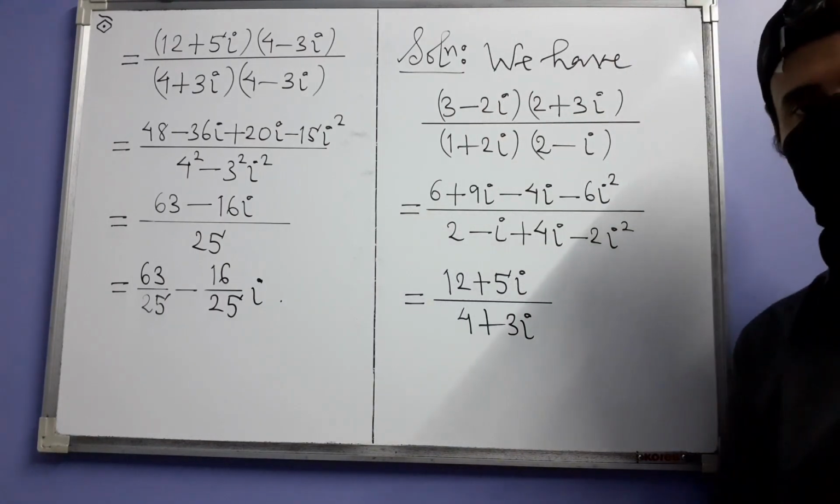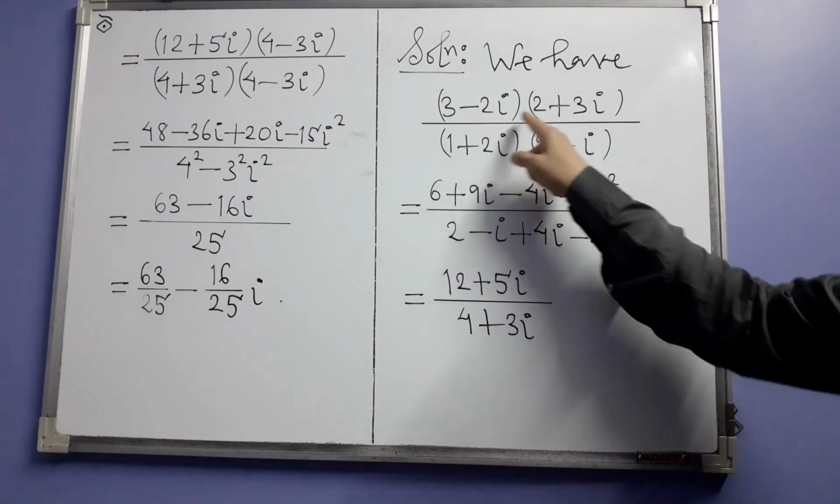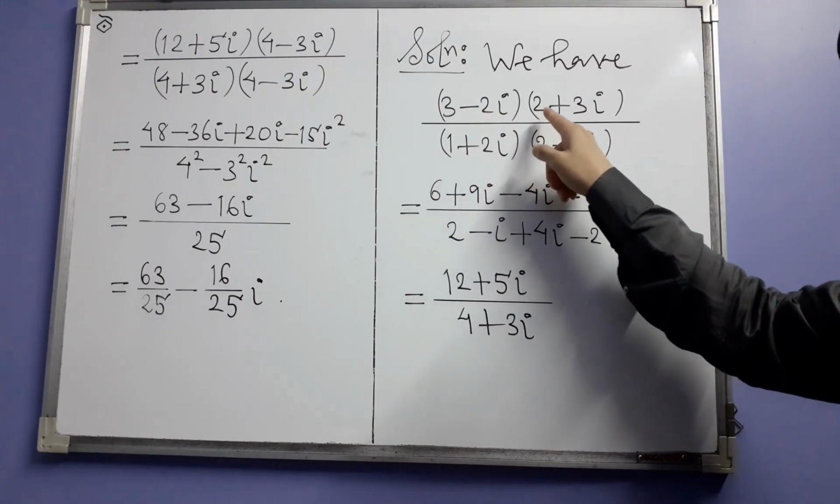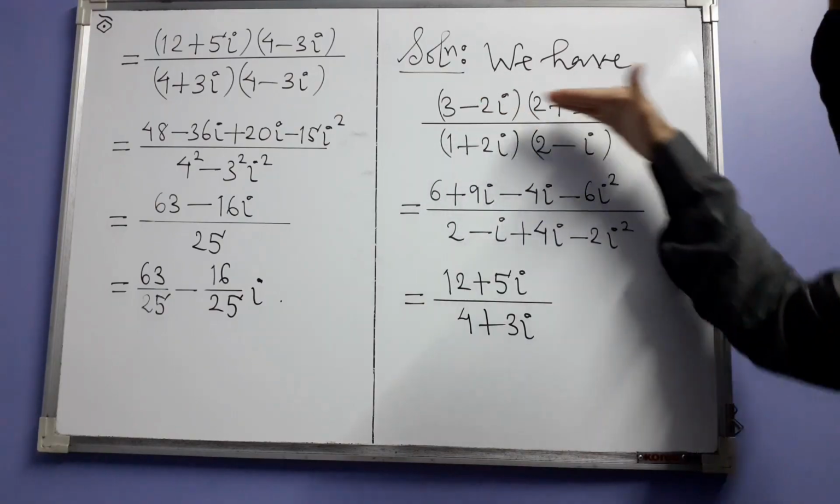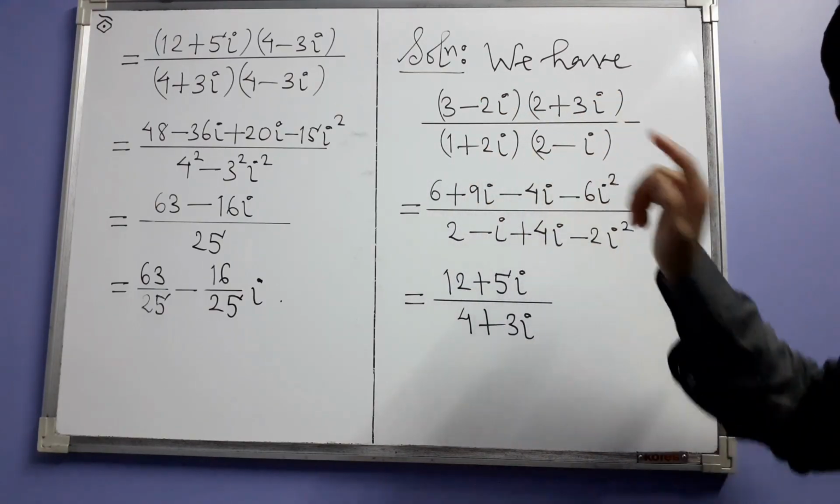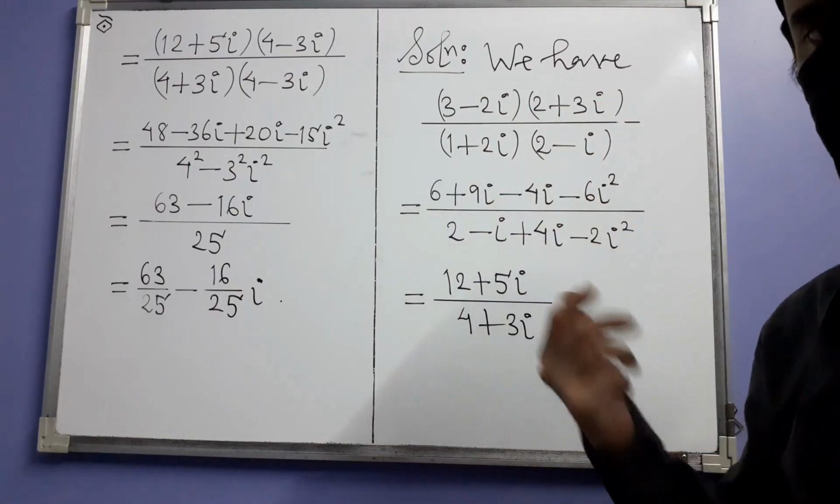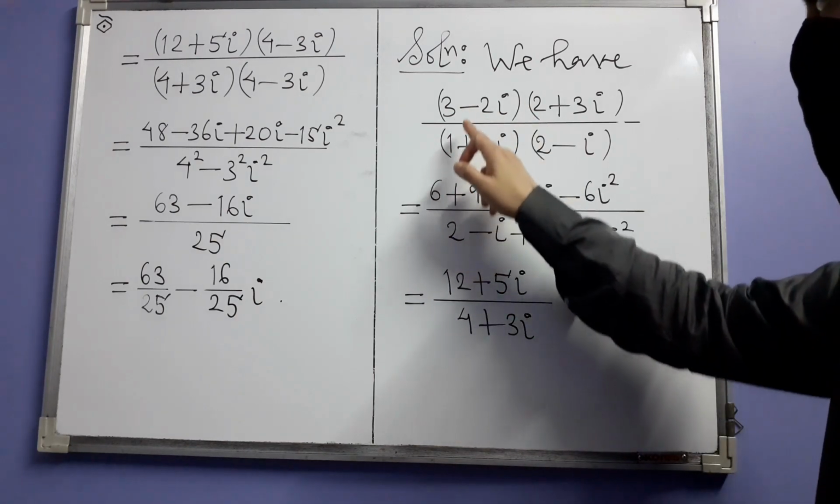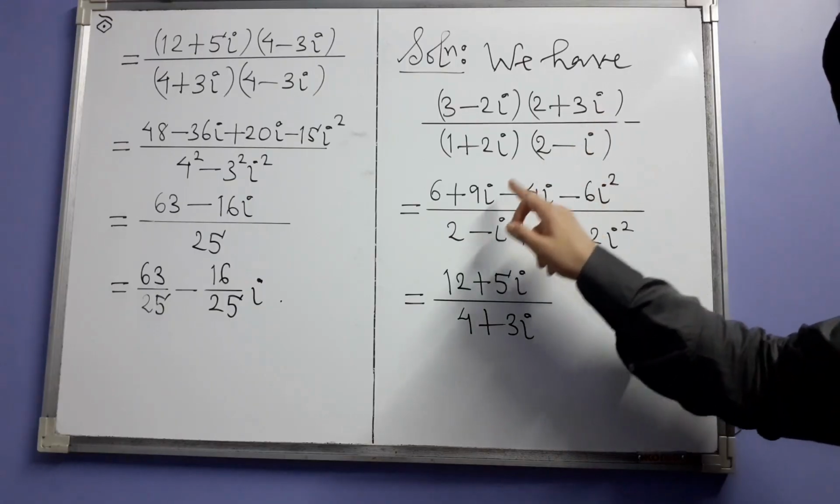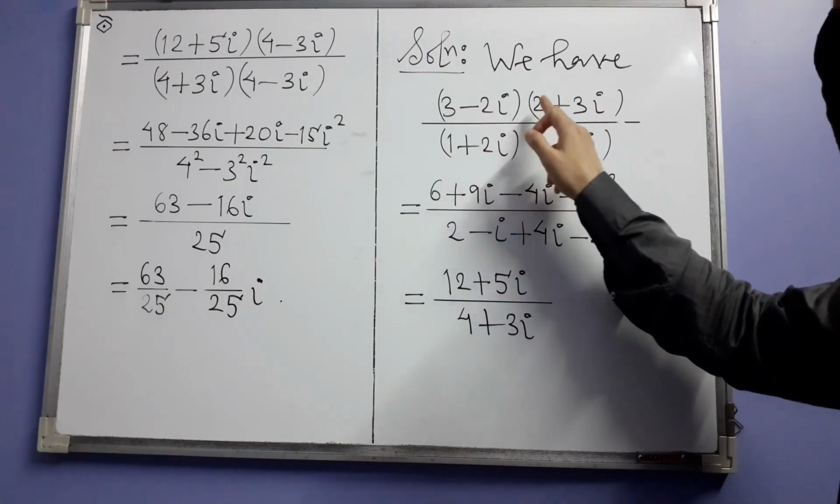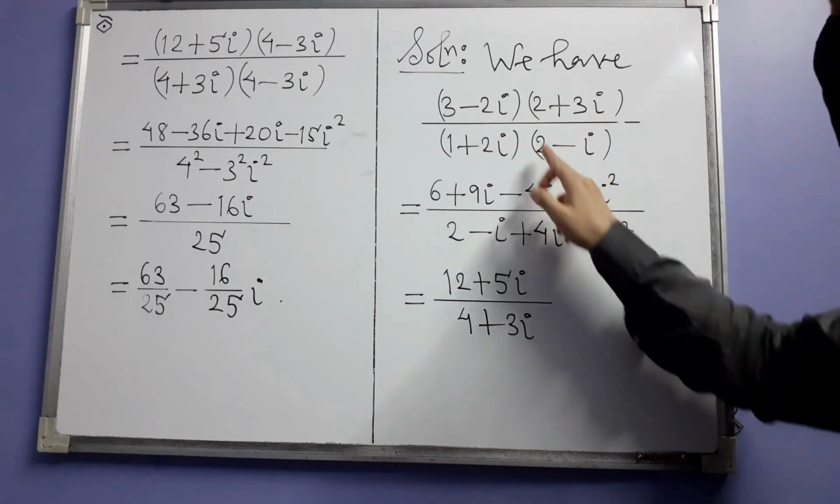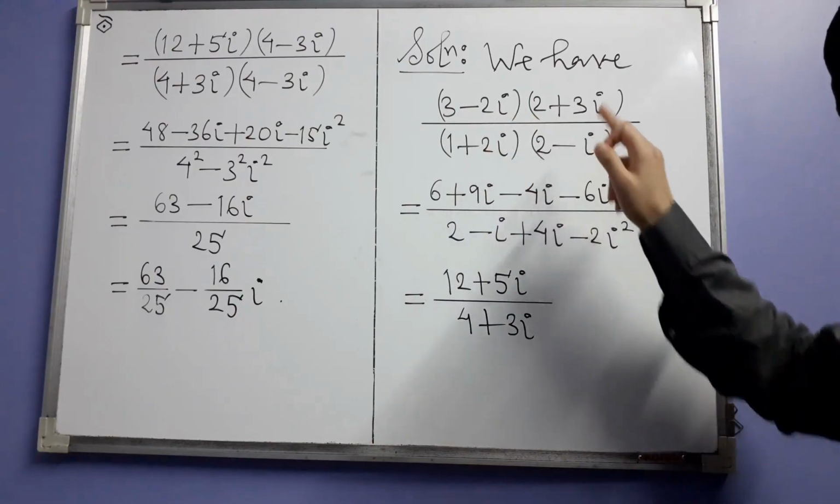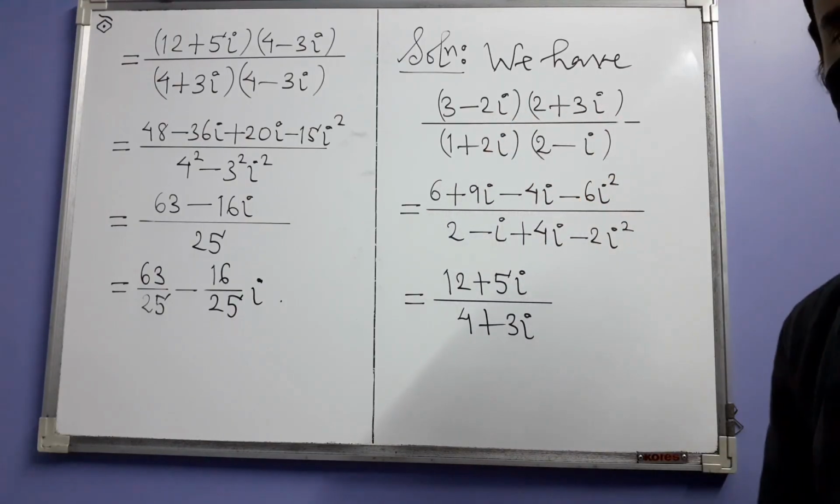This involves many steps. So the original number is this: 3 minus 2i times 2 plus 3i, divided by 1 plus 2i times 2 minus i. So we straight away do the multiplications first. 3 times 2 is 6, plus 3 times 3i is 9i, minus 2i times 2 is minus 4i, and minus 2i times 3i is minus 6i square.